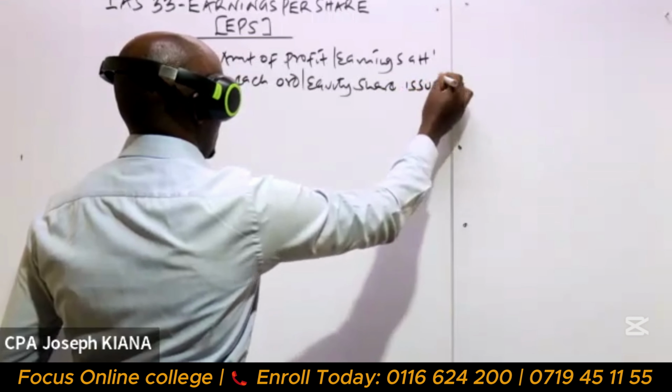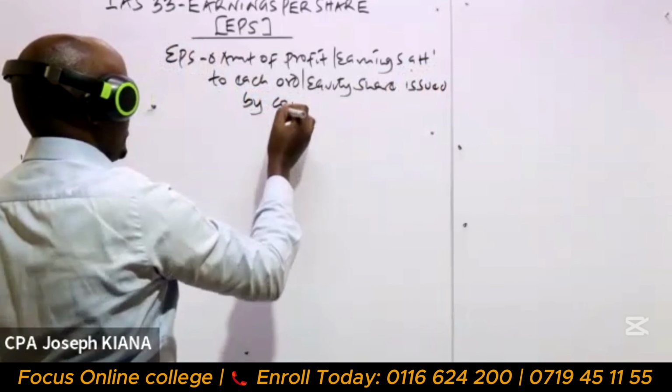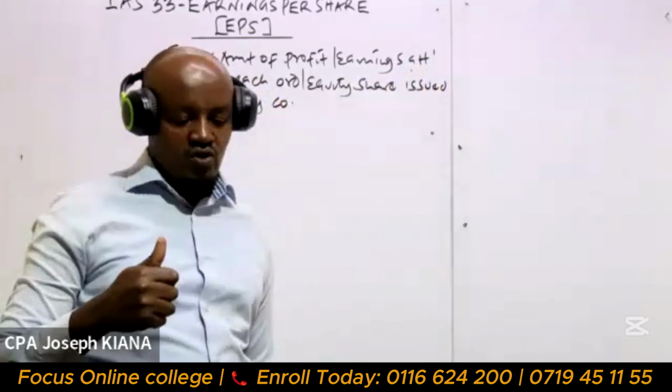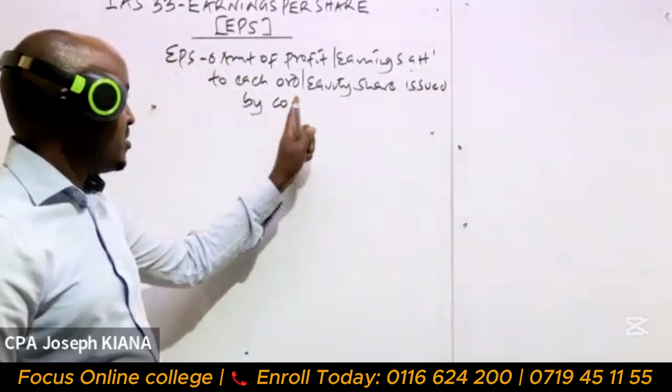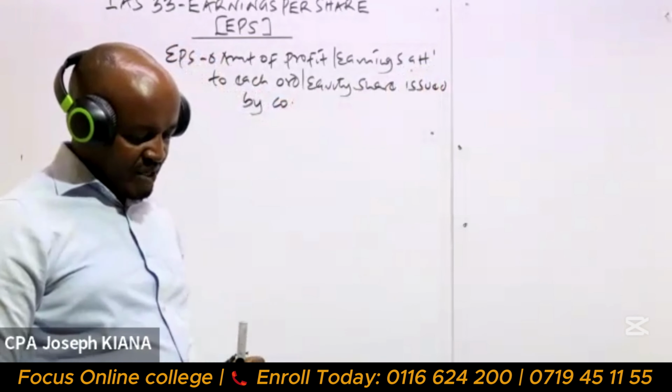Which has been issued by a company. Issued by what? By a company. That's what we talk of as earnings per share: the amount of profit, the amount of earnings which is attributable to each equity or ordinary share issued by the company.